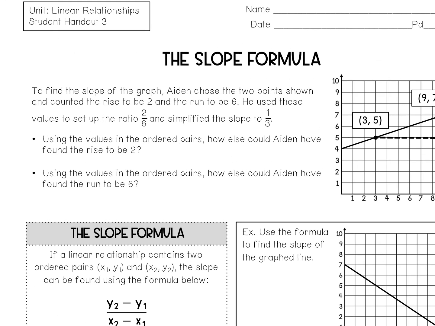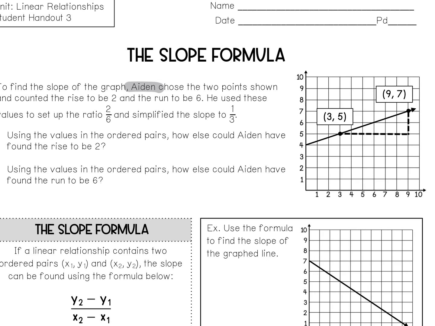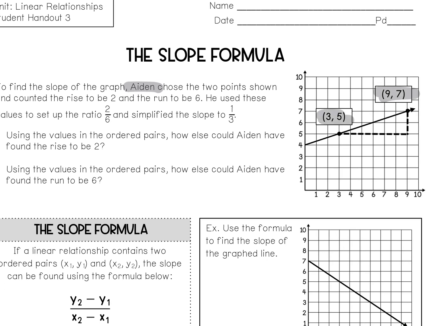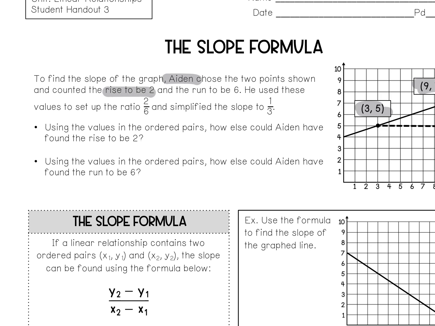And so when looking at the slope formula, we're going to bridge the gap between the graph and the formula, and then afterward we'll do a simpler version of the formula. To find the slope of the graph, Aiden chooses these 2 points. And he says the rise is 2, the run is 6. And so if we have that, then we can simplify that to 1/3. Okay.